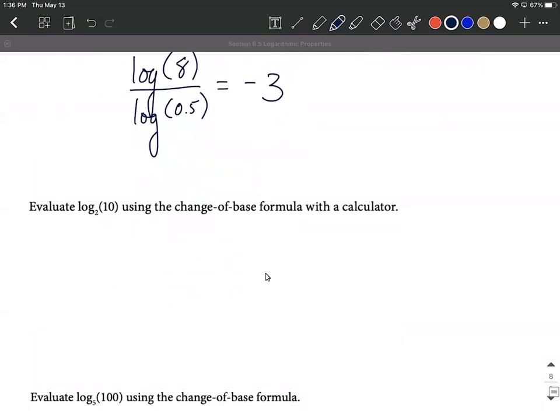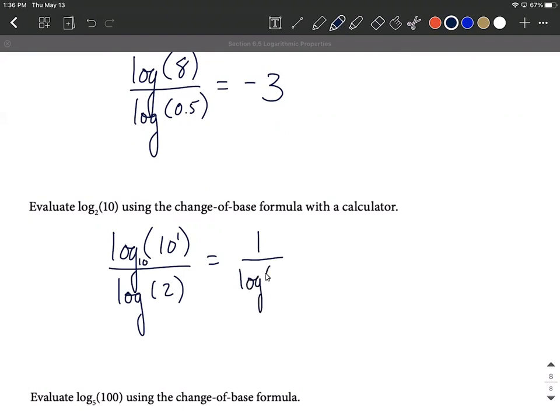I know these are kind of rapid fire, but just get the pattern down. It's log of whatever's on the inside divided by log of whatever the base is. So log of 10 divided by log of 2. And if you wanted to, you could simplify this down. Log base 10 of 10 turns out being 1. So this would be equivalent to log 1 divided by log of 2, which works out to be approximately 3.3219.